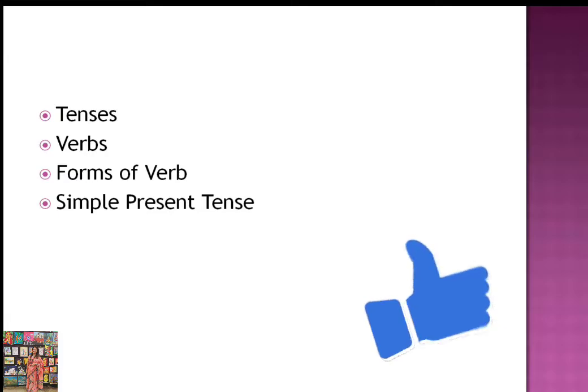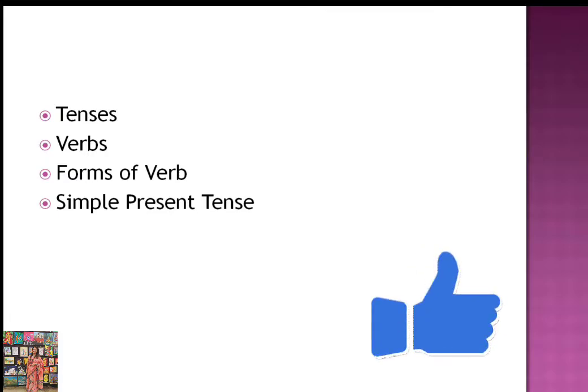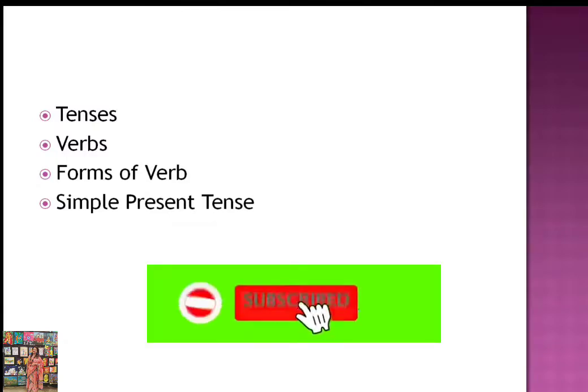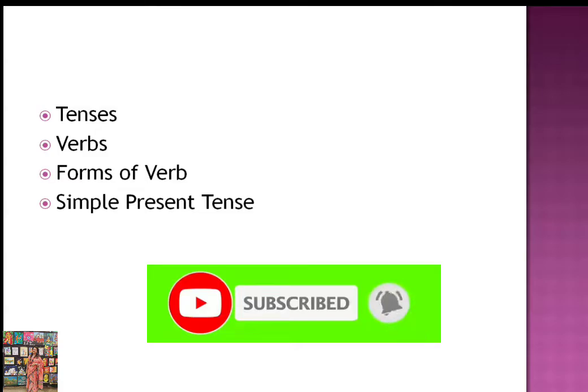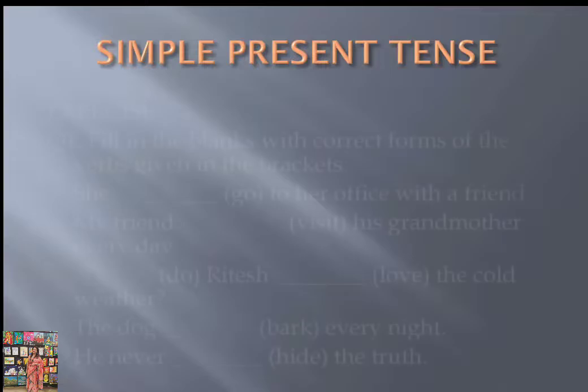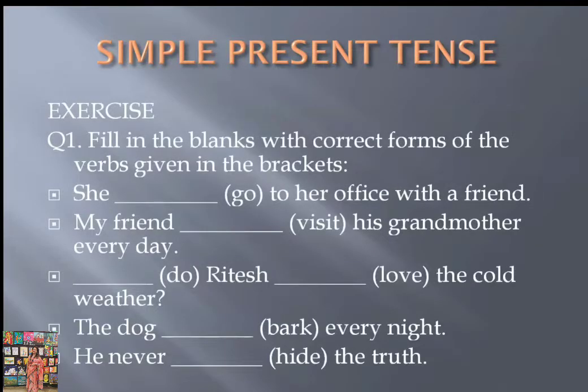In the last class, I explained tenses starting with verbs, forms of verb and simple present tense. Today, we would like to do a small simple exercise of simple present tense before going into the next tenses. So let's see. This is an exercise where we have to fill in the blanks with correct forms of verbs given in the bracket. You can just mute or pause the video for a second and quickly answer this. Okay, now let us move to the answers.